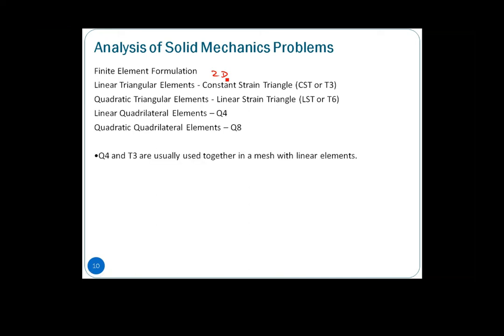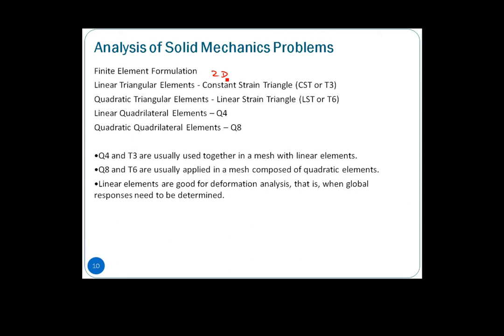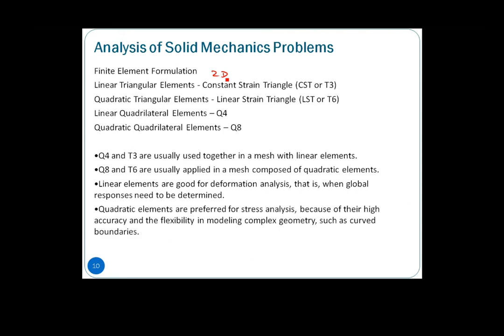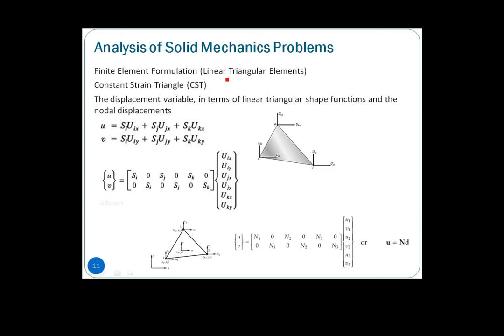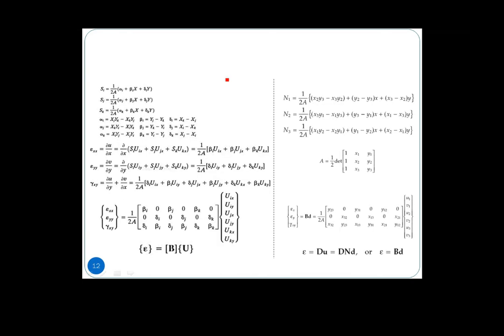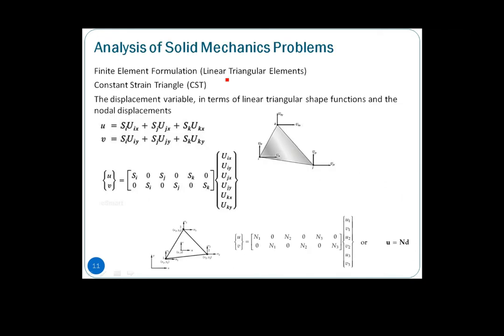So again, repeating what we discussed last week: Q4 or T3 are linear elements, and Q8 and T6 are basically quadratics. Linear is good for deformations, and quadratic is good for stress. All right, so how do we look into what we call the CST, the linear triangular element, also called the strain triangle.